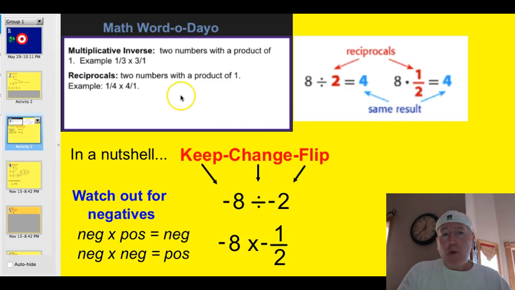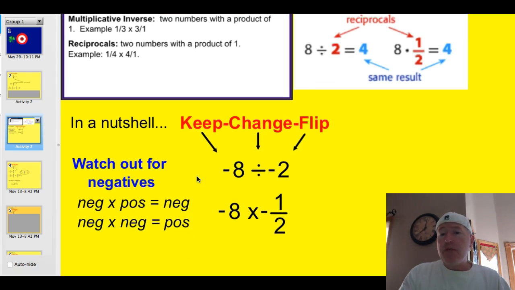Okay, so there we go, a quick lesson on the multiplicative inverse or the reciprocal. That's what we're going to be doing when we flip a fraction tonight. So in a nutshell, keep, change, flip. Here's the problem here. We've got negative 8 divided by a negative 2. Instead of doing that, we'll just take and multiply negative 8 times a negative 1/2, just like they did up in this example here. When you do that, you're going to have a negative times a negative. You will have a positive answer. So keep, change, flip, and then watch out for the negatives. Those are your tips for the evening.